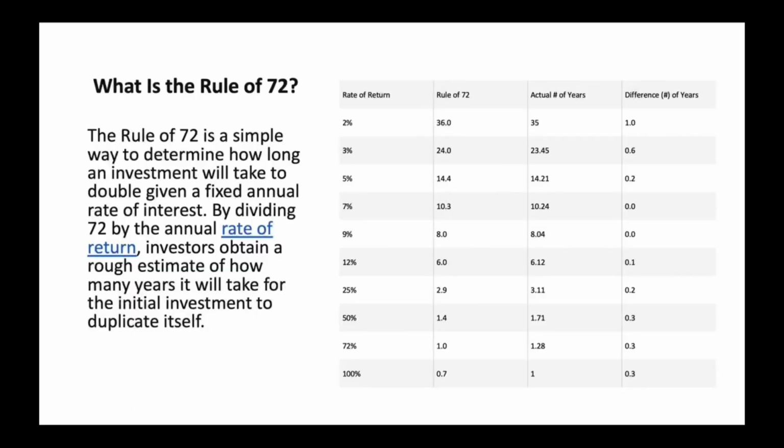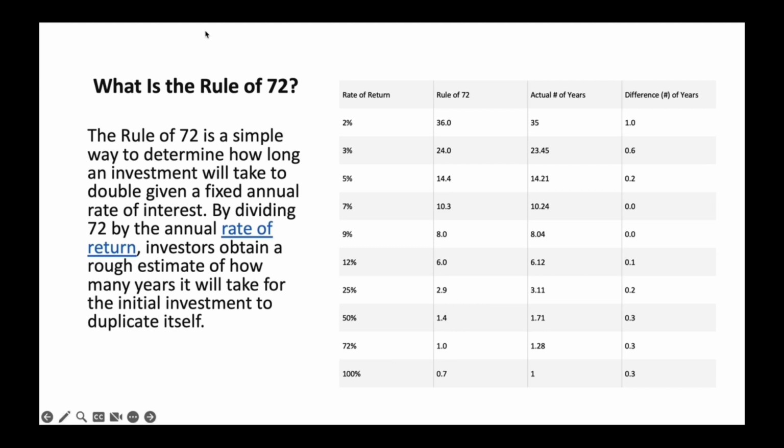First thing we're going to talk about, we got financial terms of the day. Something that's real interesting. It's called the Rule of 72, right? And so the Rule of 72 is kind of like a thing that people use, and the idea is that it's a way to determine how long an investment will take to double given a fixed annual rate of interest or rate of return. So if you divide 72 by the annual rate of return, an investor would be able to obtain a rough estimate of how many years it would take for the initial investment to duplicate itself.